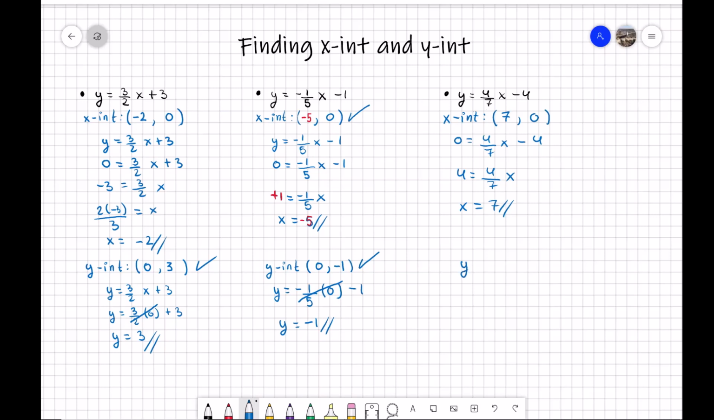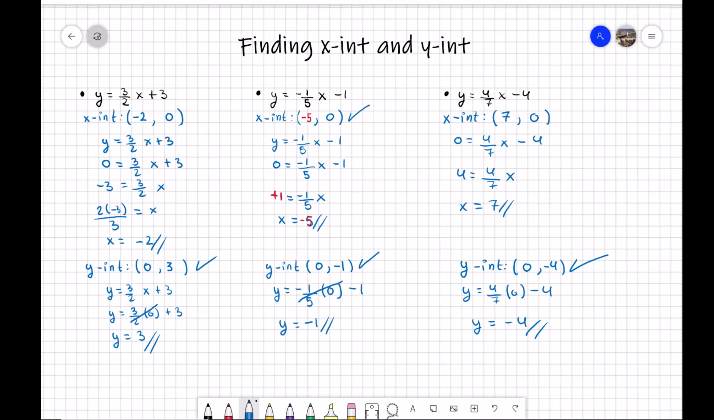And finally the y-intercept, we know that the x-coordinate is always equal to 0, so in this case we have to do the opposite, which is replacing x with a 0. Now we solve for y, and we end up with y equal to negative 4. So now we have our y-coordinate, which is negative 4, and we have our y-intercept.